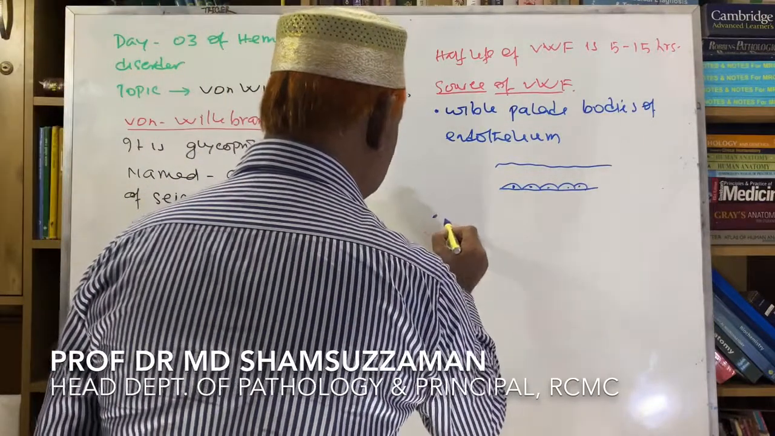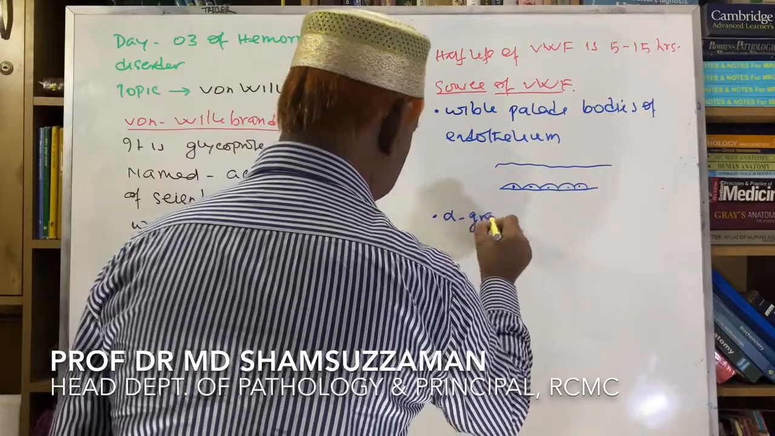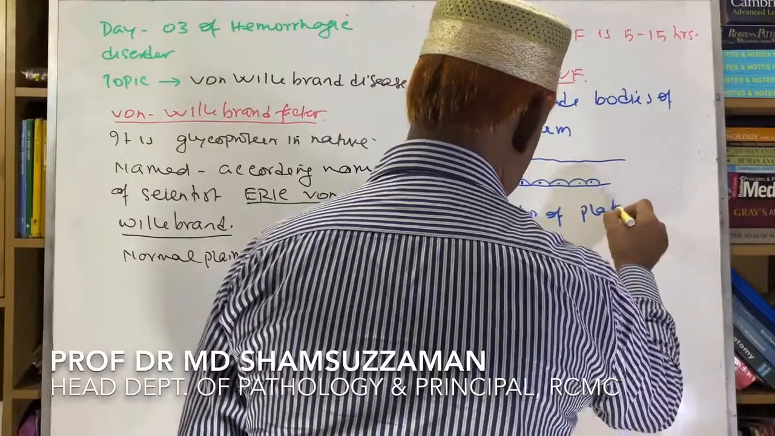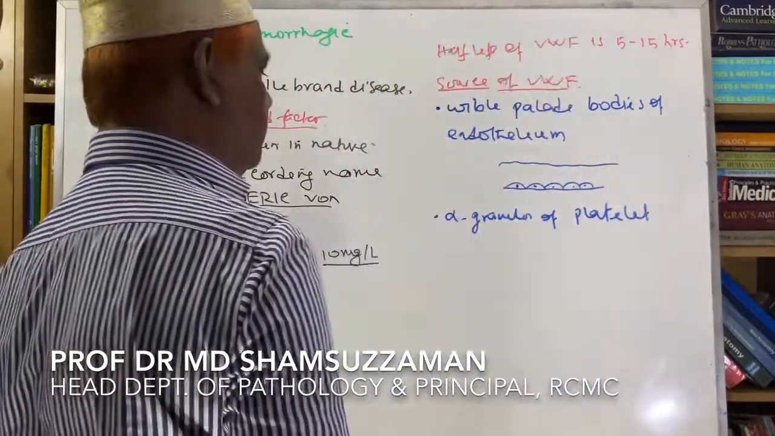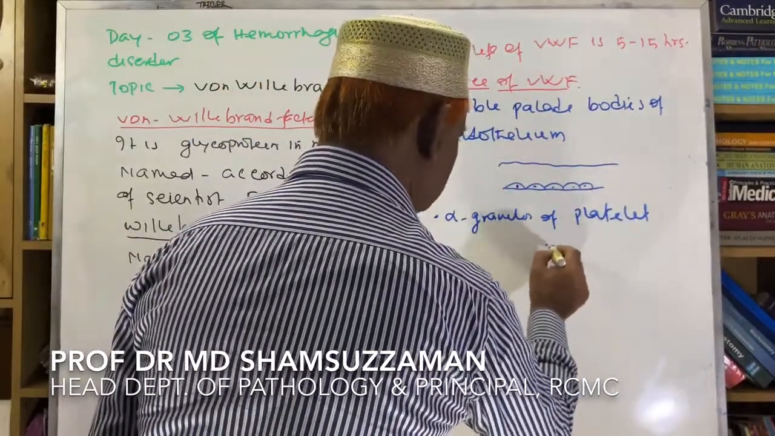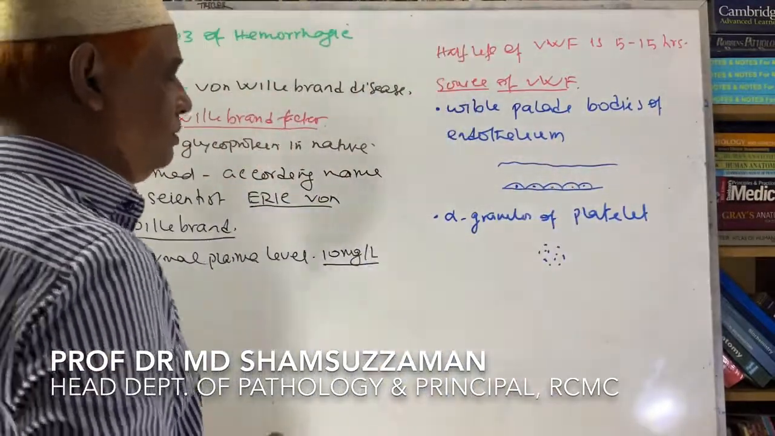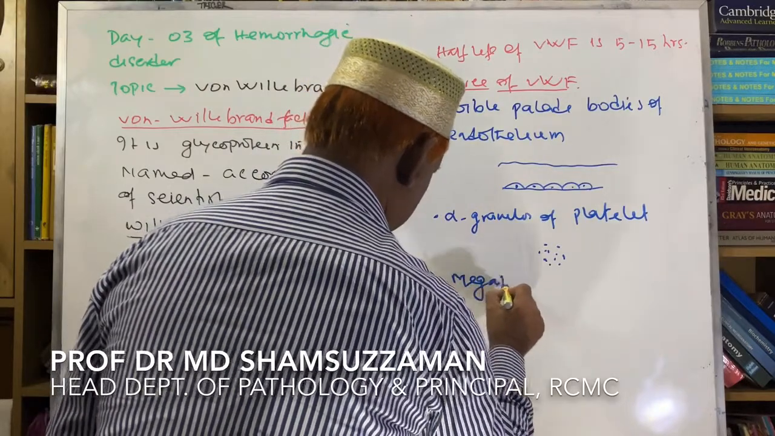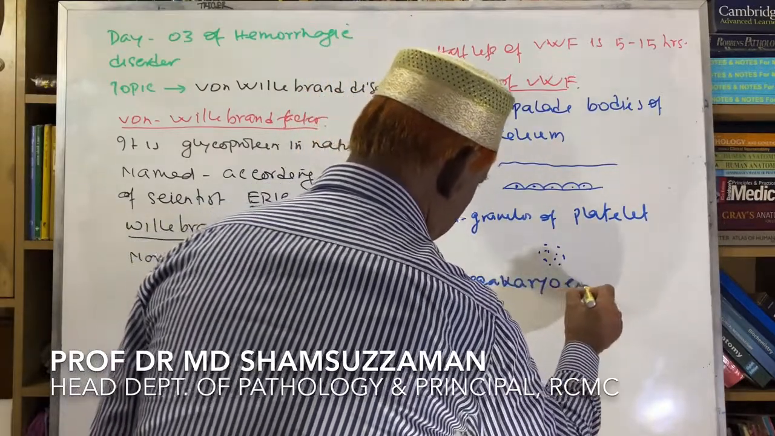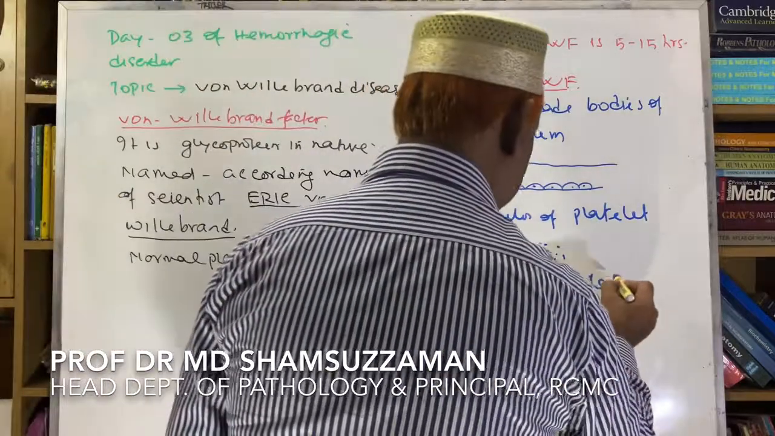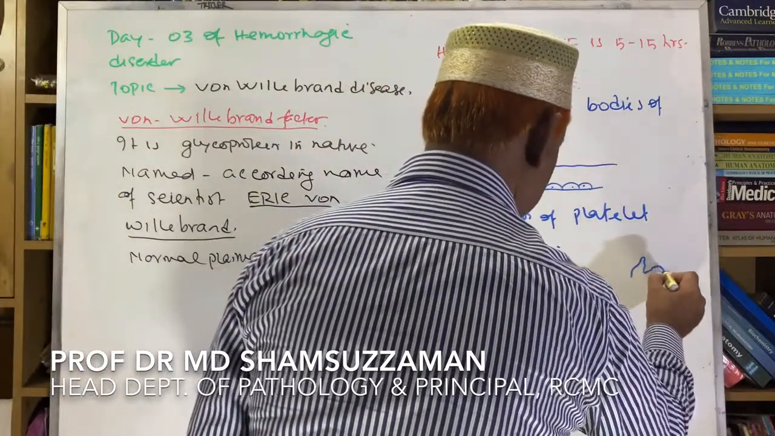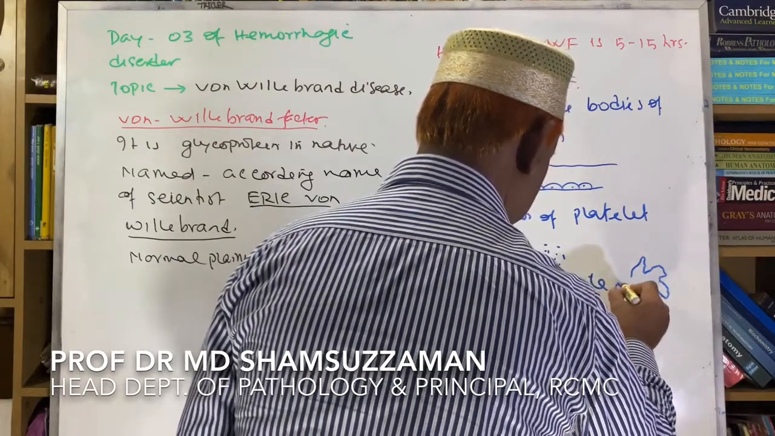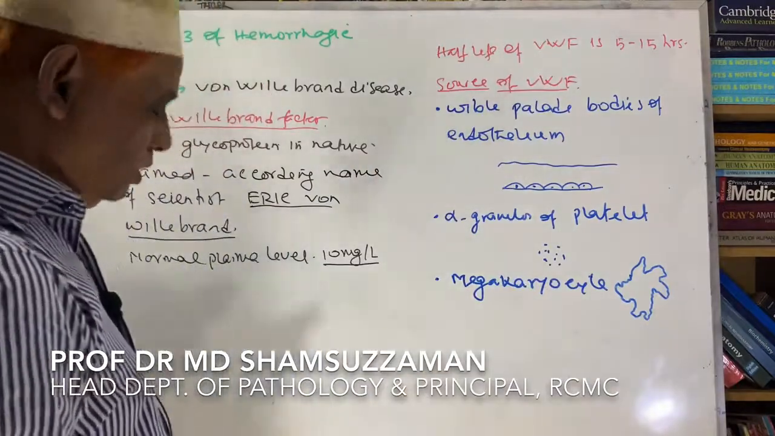Another source is alpha granules of platelet. So platelet is another source of this von Willebrand factor. Another source is megakaryocyte. You know, megakaryocyte is present in bone marrow, and this megakaryocyte is a source of von Willebrand factor.